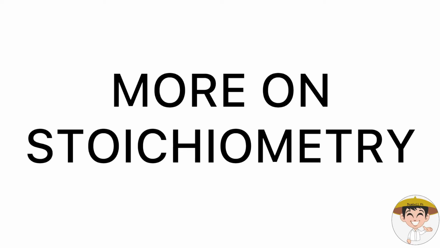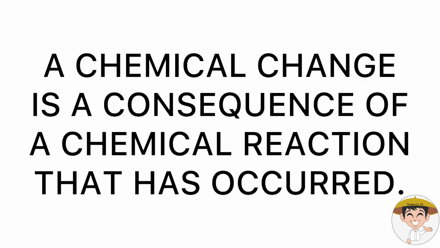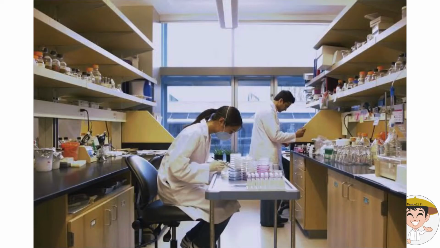Now let's talk more about stoichiometry. Chemical changes abound in our environment. How can you tell that a chemical change has occurred? A chemical change is a consequence of a chemical reaction that has occurred. To determine that such a change has happened, observations in the natural or laboratory setting are made. One way to represent it is through chemical equations.